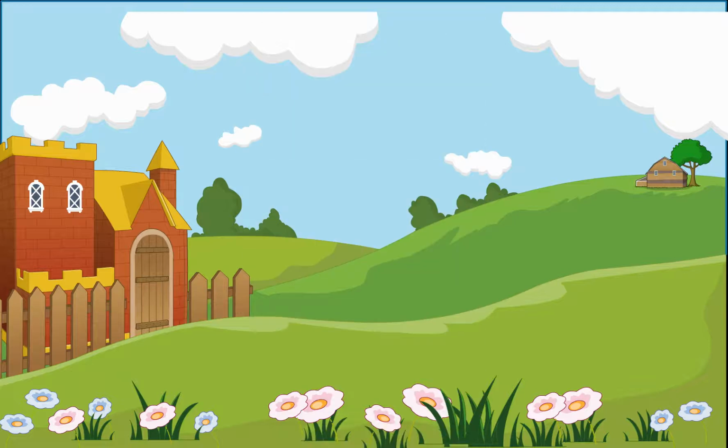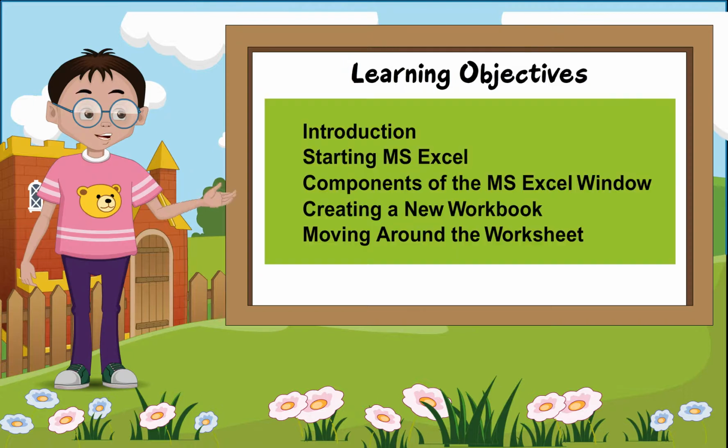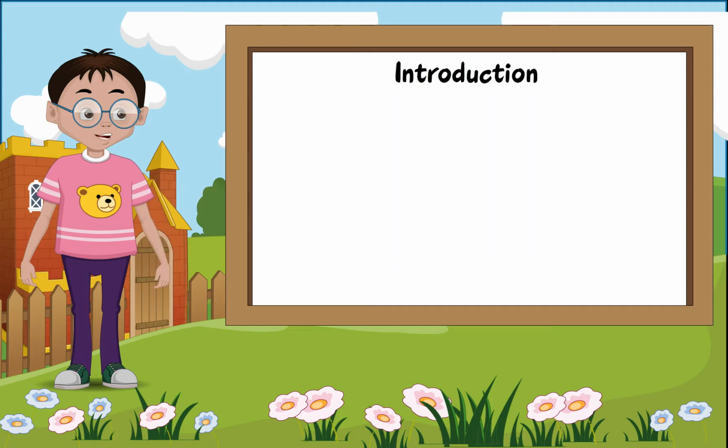Chapter 5: MS Excel 2010. Learning Objectives: Introduction, Starting MS Excel, Components of the MS Excel window, Creating a new workbook, Moving around the worksheet, Types of data, Entering data in a worksheet, Saving the workbook, Entering a formula.